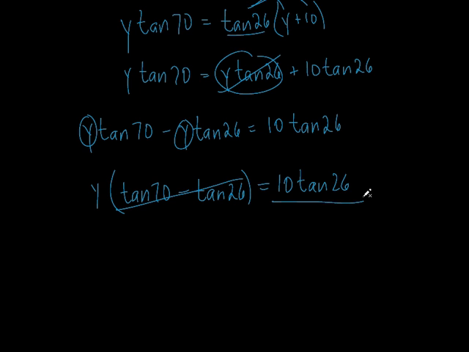But I have to divide it by the other side as well. So I'm dividing it by the tangent of 70 minus the tangent of 26. That's what y is equal to. Now, all this we just put into a calculator and we come up to an answer for y. Okay, we still haven't found x yet. All we found is y.